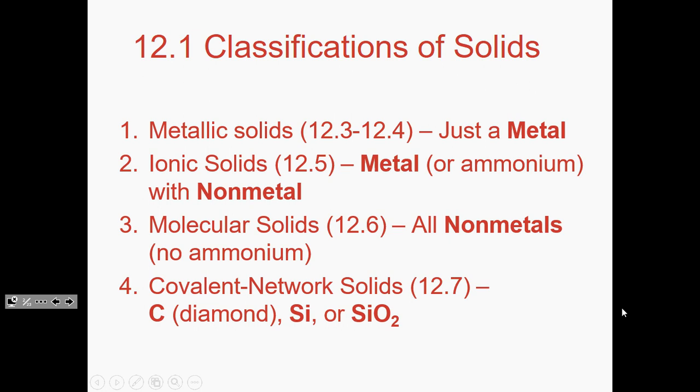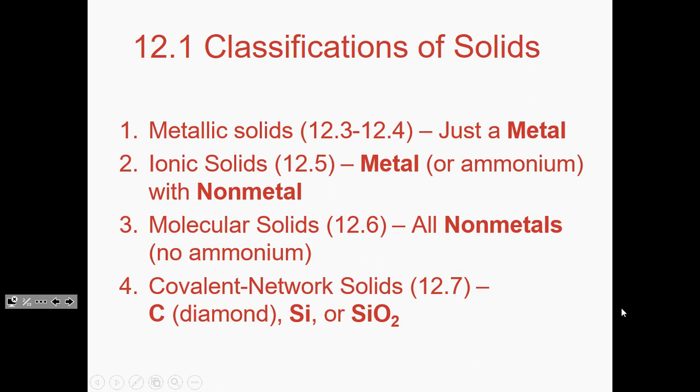And then finally, we have covalent network. Now on the surface, since these are nonmetals, they would look like molecular solids, but they actually form a 3D network of covalent bonding. That means their in-between forces are very, very strong, just like inside a molecule, the covalent bonding is very strong. And that makes these things like ionic solids, things that have very high melting points.